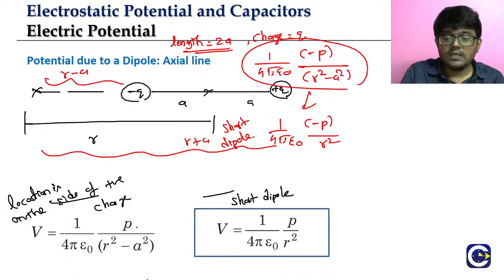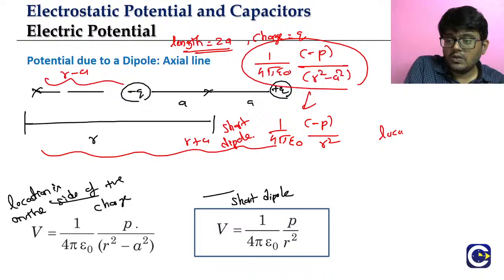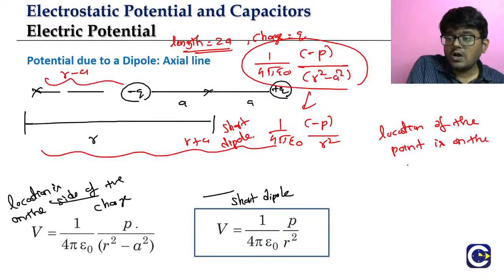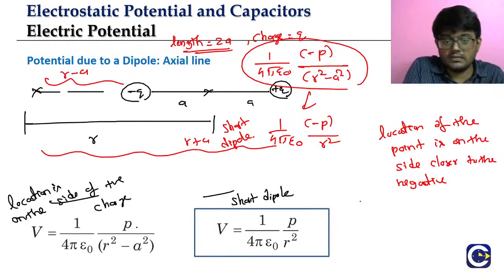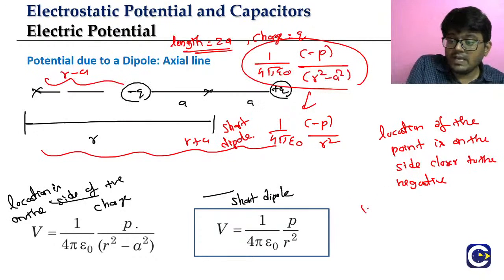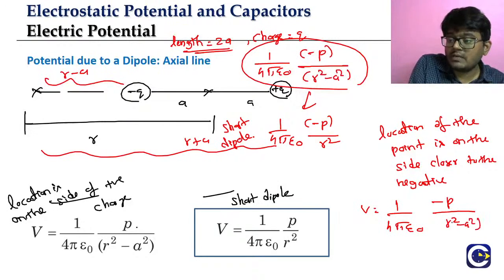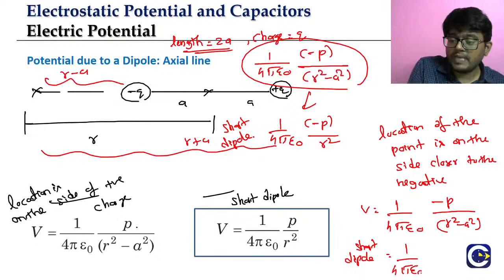We have to say, if the location of the point is on the side closer to the negative charge, the V value will be what? 1 by 4 pi epsilon naught into minus P by R square minus A square. This is general. But what about the short dipole? For a short dipole, the value is 1 by 4 pi epsilon naught into minus P by R square.